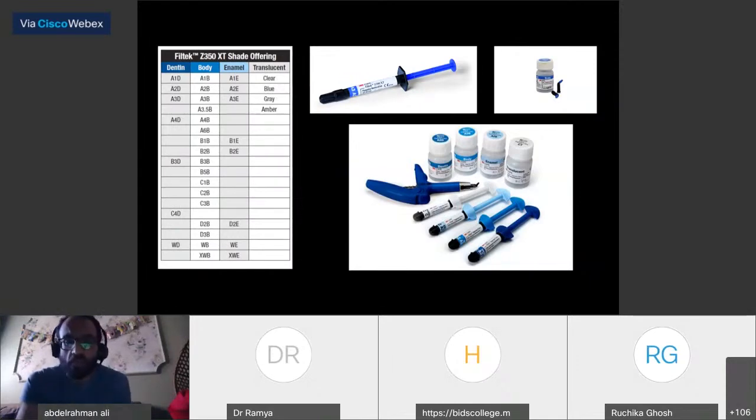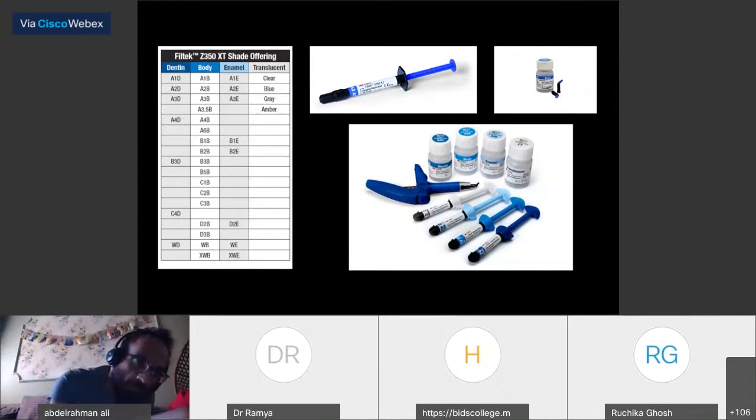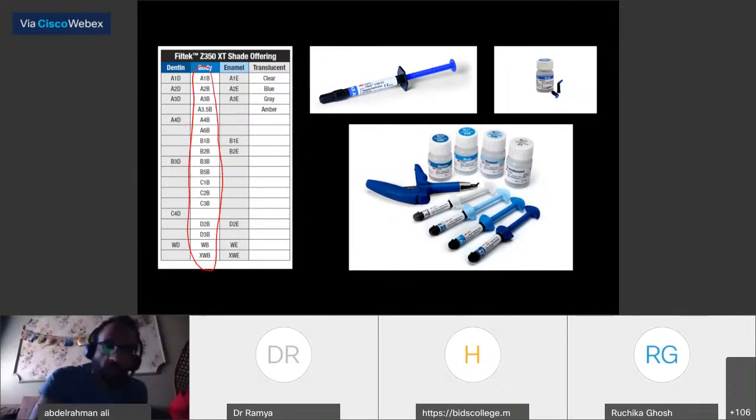They make a lot of shades. For the body shades, we're talking about too many shades. So which one should I use? Let me divide it for you according to the value. If you're treating a child, very high value, very white, you will go for white body. So this is the first color. If you're treating a teenager's bright tooth, but not too bright, you will go for B1.